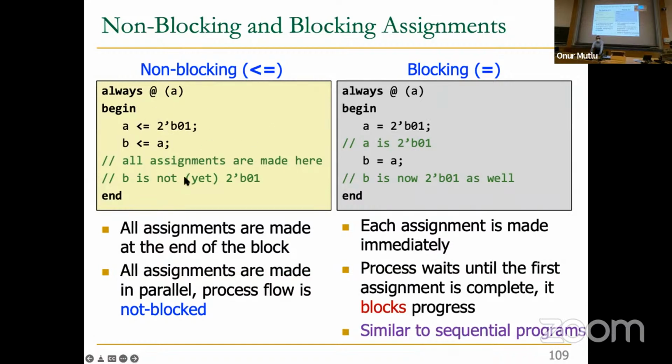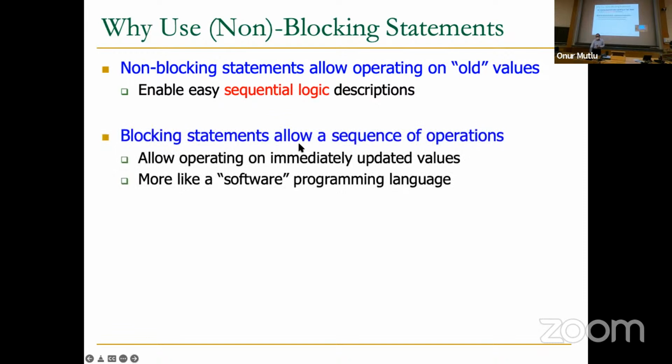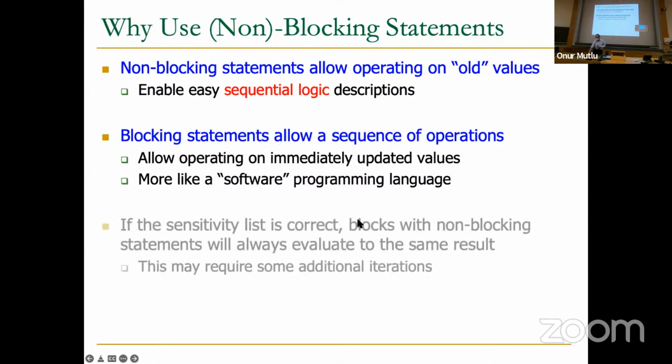This serves the purpose of really sequential logic where state changes at the end of a clock cycle or at the end of a signal, let's say, based on the sensitivity list. Does this make sense? This is an important distinction between non-blocking and blocking assignments. So why do you use non-blocking statements? Because non-blocking statements allow operating on old values, enabling easy sequential logic descriptions. Hopefully I've convinced you of that. Blocking statements allow a sequence of operations, meaning they allow operating on immediately updated values. That's more like a sequential software programming language.